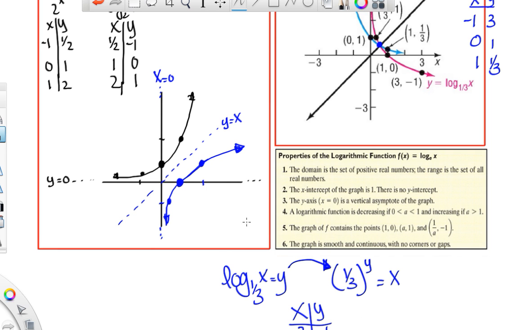Vertical asymptote. Again, we have a horizontal asymptote for the exponential, so a vertical one for the logarithmic function. Decreasing if the base is between 0 and 1, and increasing if the base is larger than 1. And then the graph is smooth and continuous with no corners or gaps. And that is because it's the inverse of the exponential, which is smooth and continuous, so this one will have to be smooth and continuous as well.